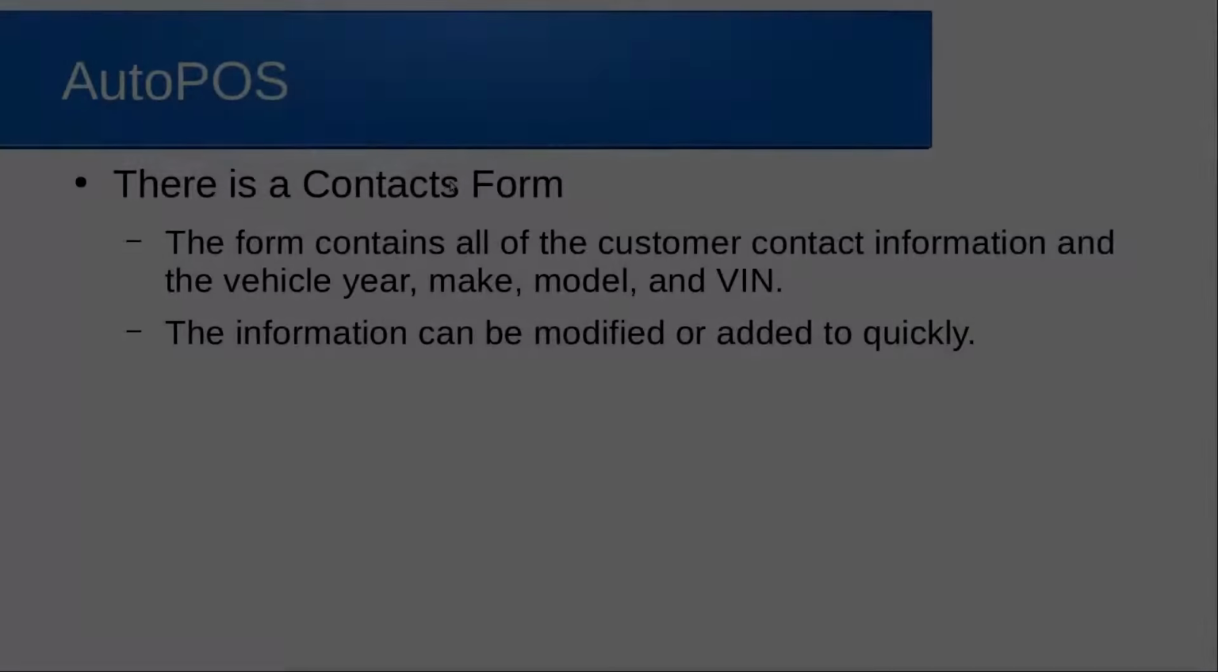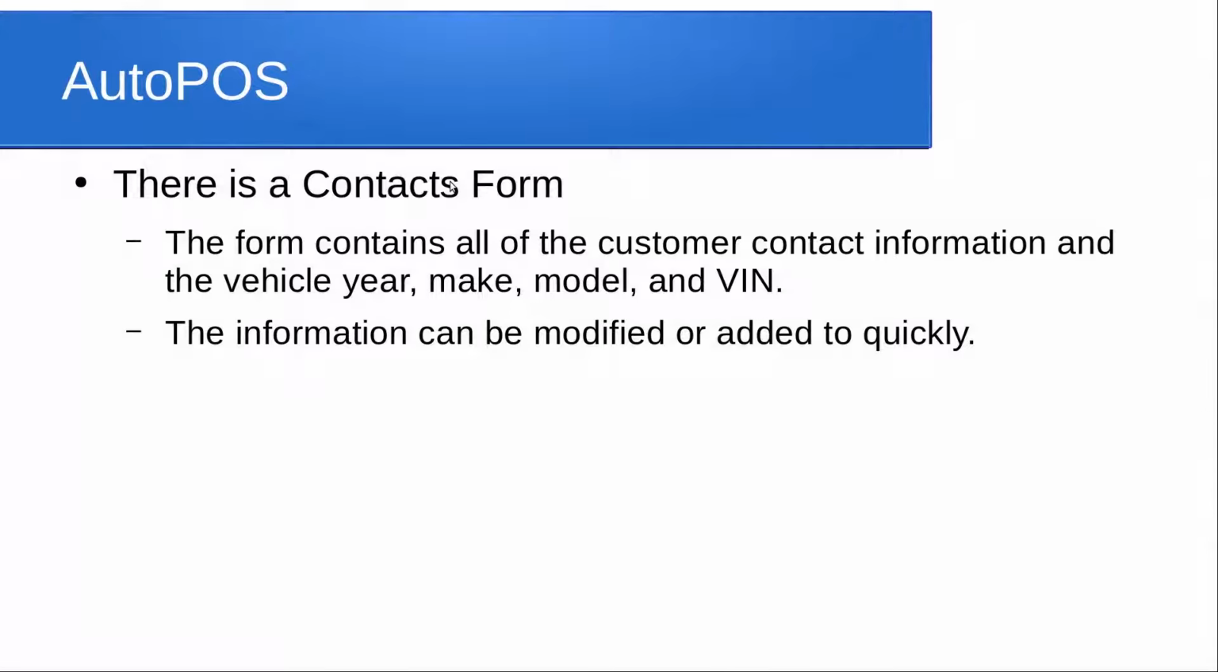Okay, I would like to talk to you about our last two forms. One is a contacts form, and the other is a parts form. I'll talk a little bit about the contacts form. I'm not going to show you that form to keep our customers' information confidential. But basically, the form contains all the customer contact information: vehicle, year, make, model, and VIN. And we can make modifications to that information very quickly within that contacts form, or we can actually make these changes on the actual service invoice itself. Either one works very quickly.